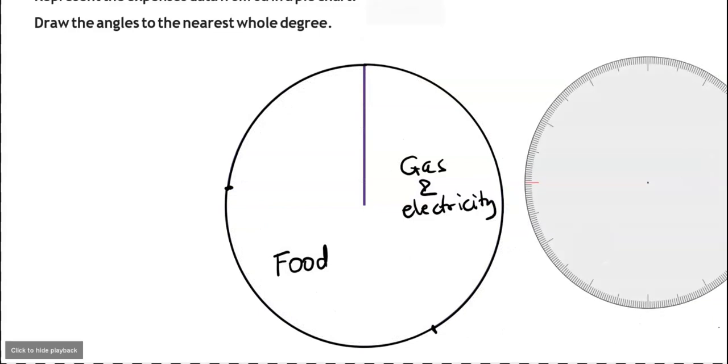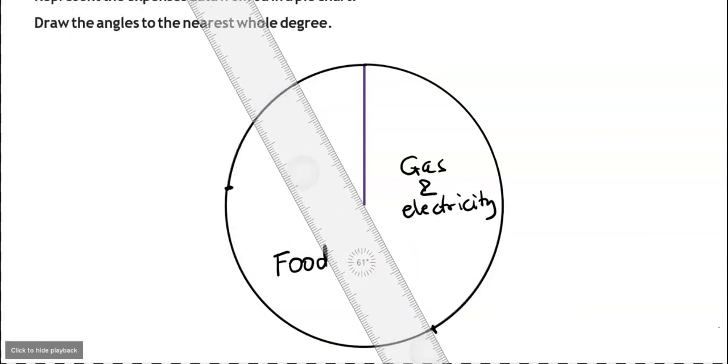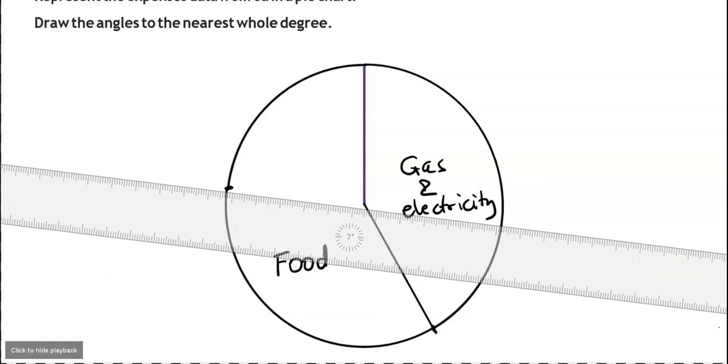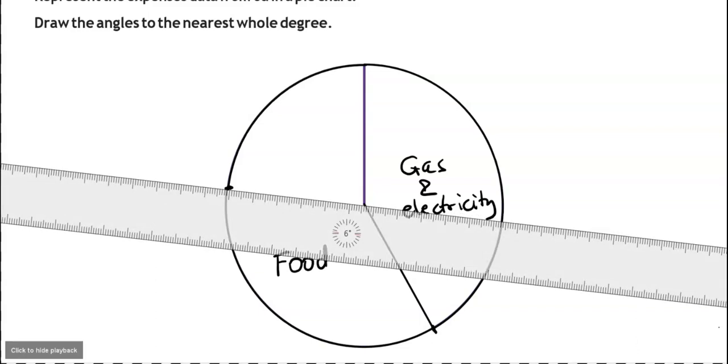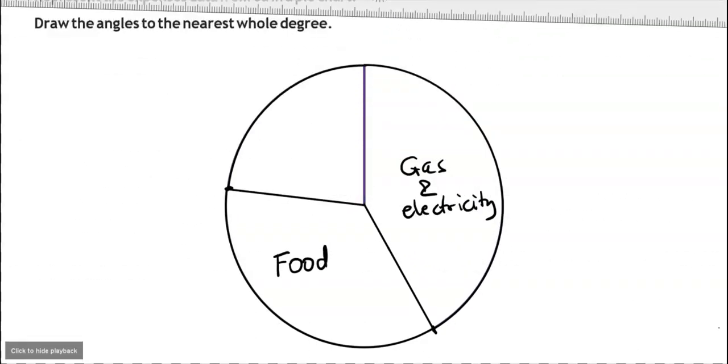Now I'm going to use a ruler to join these points. So I'm going to label this as activity materials. And our pie chart is finished here.